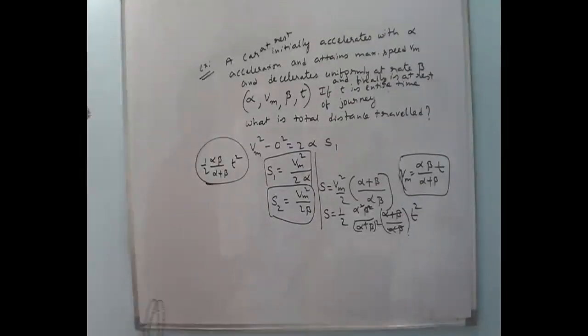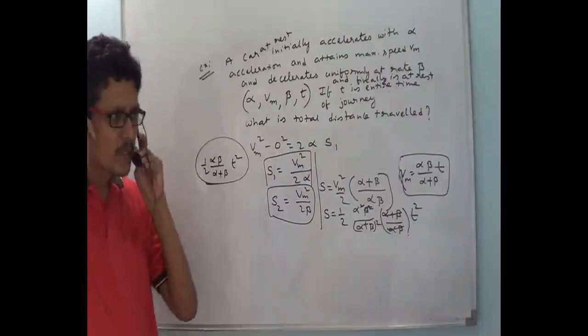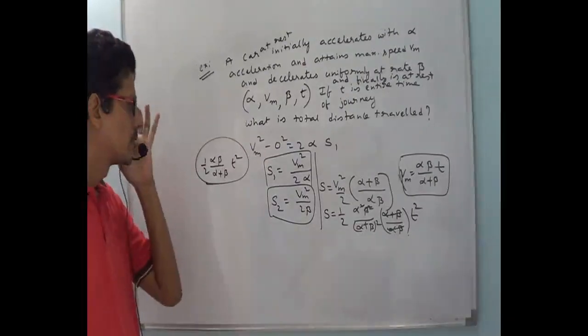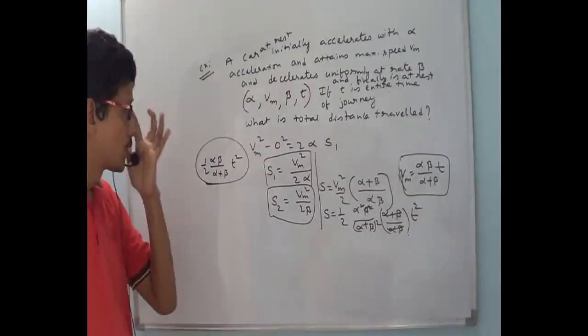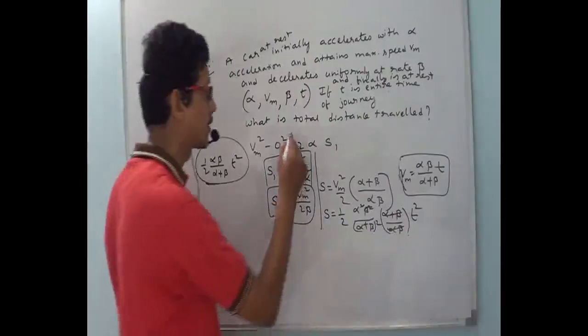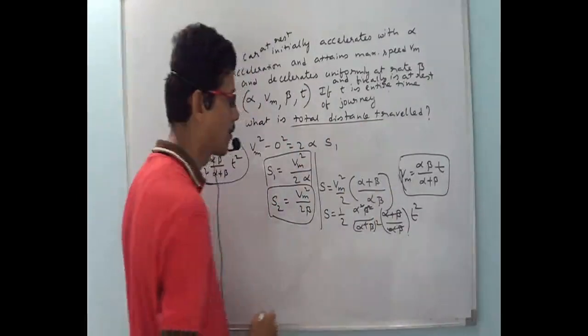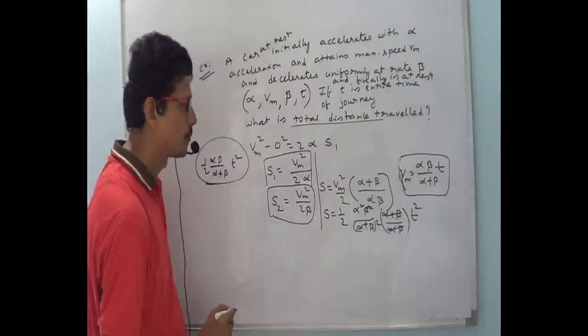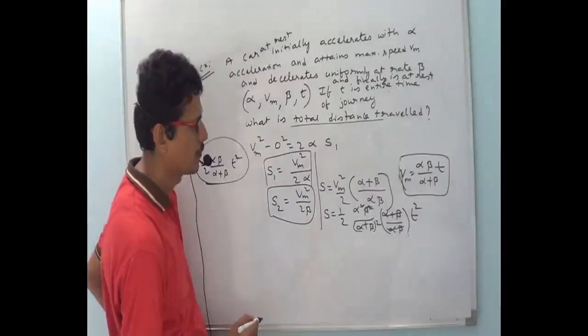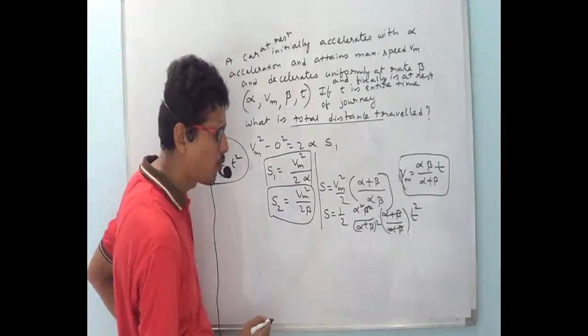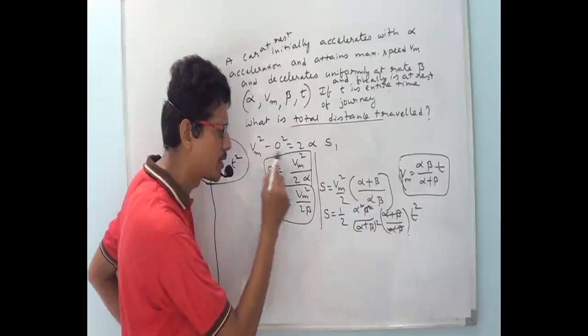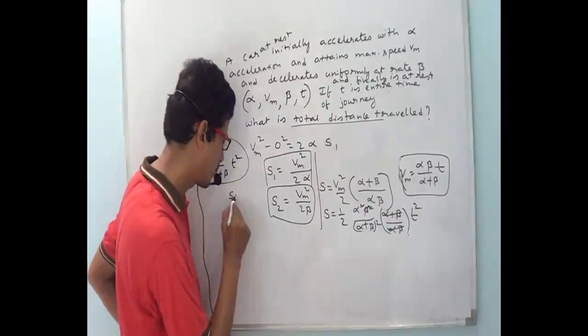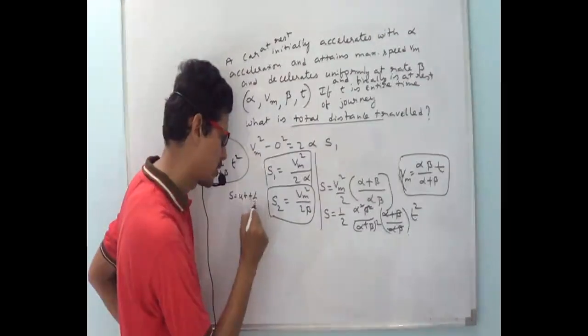Okay, is this over? So two questions are asked. This is the second question. What is the total distance traveled? Distance, if you want, what formula we have to remember? This. There is one more formula. S is equal to ut plus half a t square.